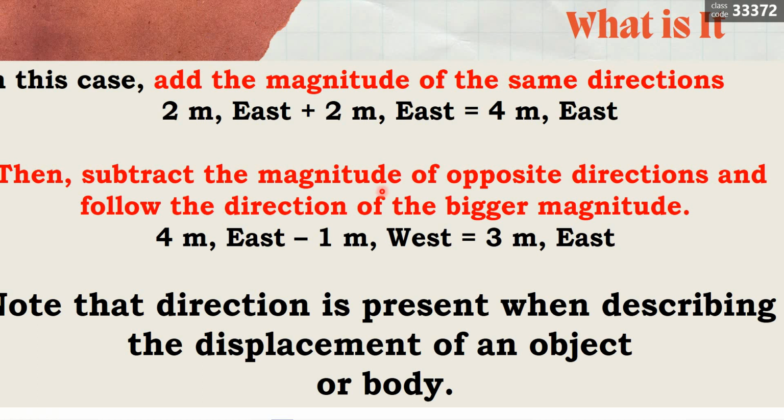Then subtract the magnitude of the opposite directions and follow the direction of the bigger magnitude. So we have 4 meters east minus 1 meter west equals 3 meters east. Note that the direction is present when describing the displacement of an object or body.